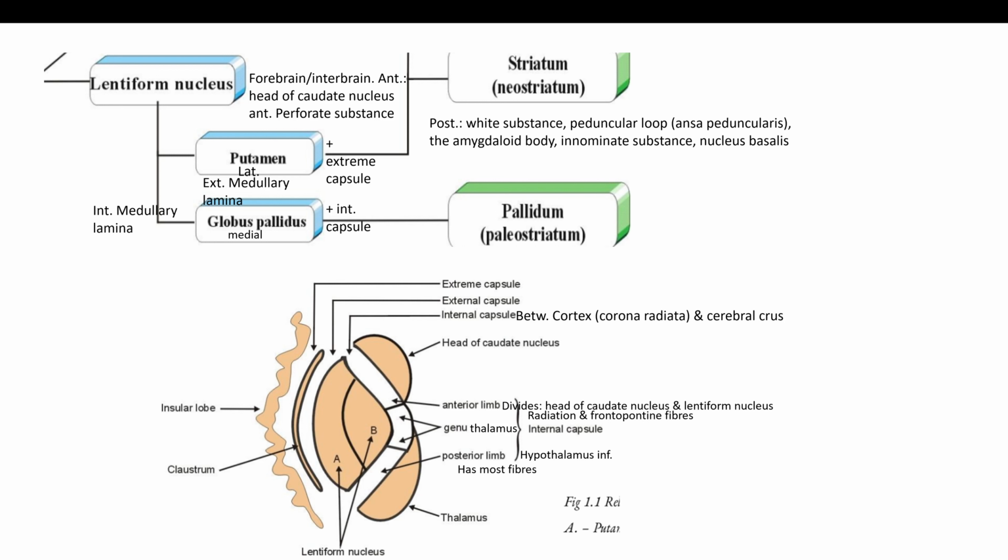It is composed of an anterior limb, dividing the head of the caudate nucleus and the lentiform nucleus, visible on the transverse section, containing anterior thalamic radiation and frontopontine fibers. The genu of the internal capsule, separating the thalamus, head of caudate nucleus, and lentiform nucleus, contains the corticonuclear tract. The posterior limb of the internal capsule divides the thalamus and hypothalamus medially from the lentiform nucleus laterally, and contains central thalamic radiation, corticoreticular, corticorubral, corticospinal, corticothalamic fibers, parietopontine fibers, and thalamoparietal fibers.